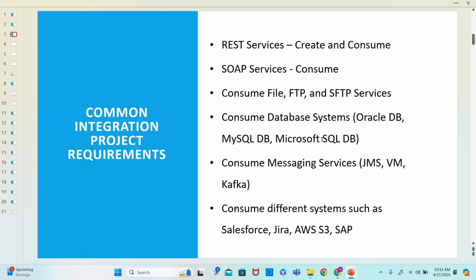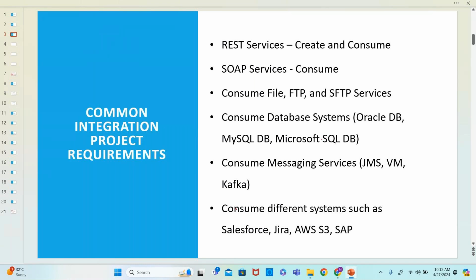Now, I told you the common integration project requirements. Here I have mentioned REST services, SOAP services, consuming file FTP and SFTP services, consuming database systems, consuming messaging services, and consuming different systems such as Salesforce, Jira, AWS S3, SAP. These are the common integration project requirements. Whenever you get a project, for example an integration project, most of the time these are the things you'll get as a requirement. That's what I mean to say here.